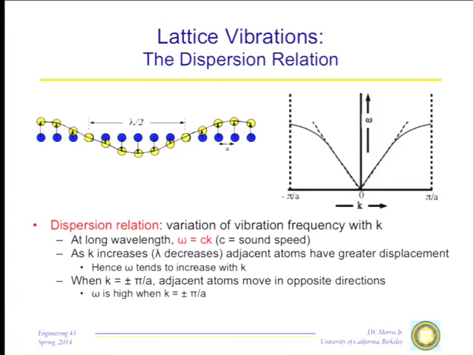So if k were strictly 0, then the frequency would be 0, because there would be no restoring force against the displacement. As soon as k is not 0, there is a restoring force, and we have a frequency. But when the wavelength is very big, when k is very small, that restoring force is going to be relatively small, because the atoms are displaced only slightly, and the bonds are only slightly stretched in making the wave.